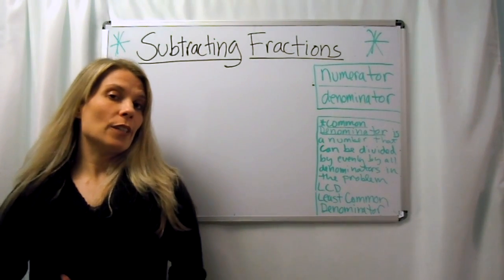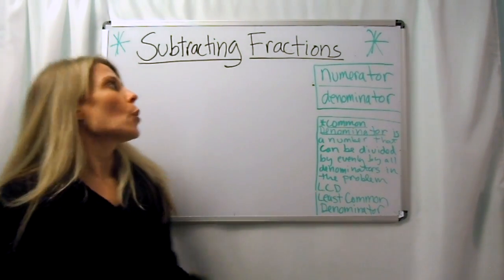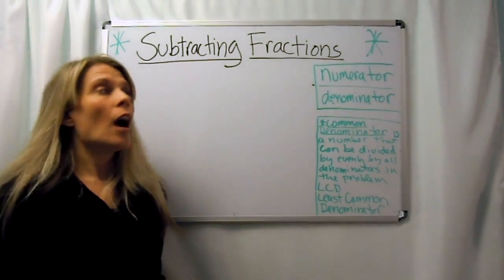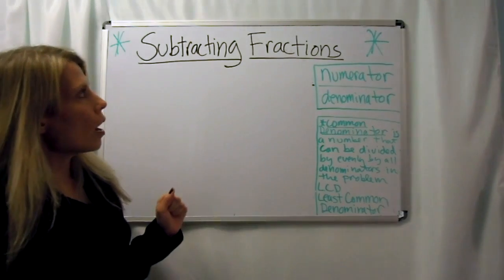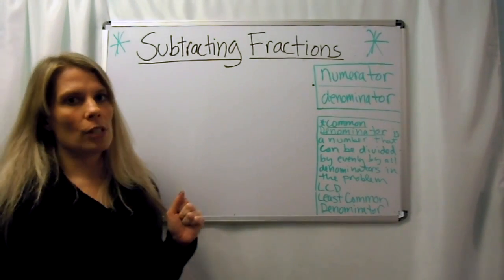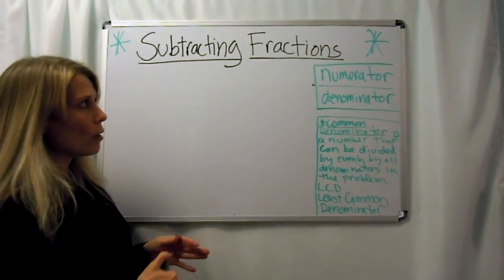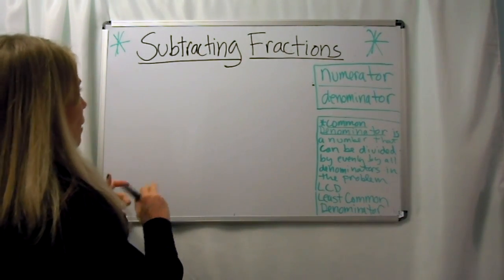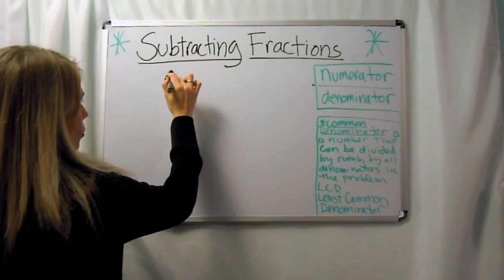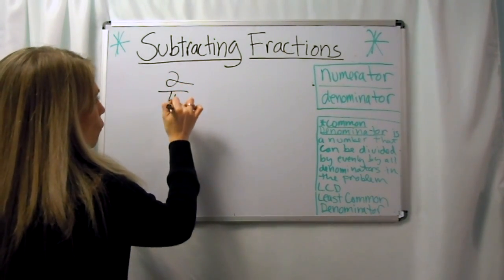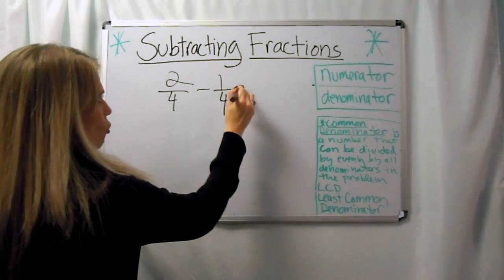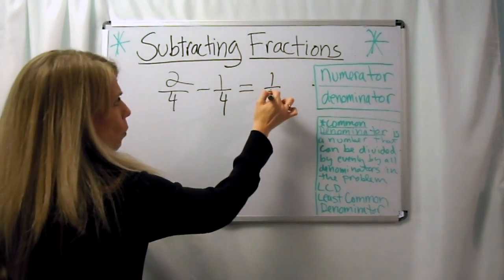Okay, so now let's take a look at subtracting fractions. In a lot of ways, it's similar to adding fractions. There are just a few minor things that are a little bit different that you need to be aware of. If we start out, much like we did with adding fractions, with the same denominators, and we have something like 2/4 minus 1/4, we can just subtract straight across the numerators and get 1/4.